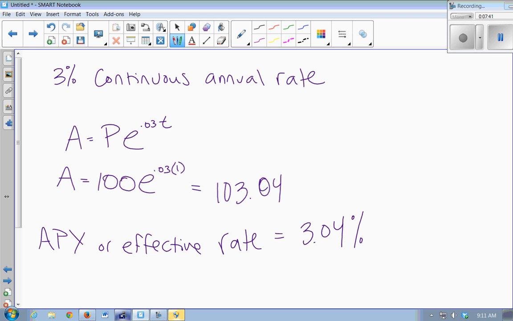A just stands for amount in the account. So A is the amount of money in the account, and it's always equal to P, which is the amount you initially invested, times e to the RT. R is your continuous annual growth rate.